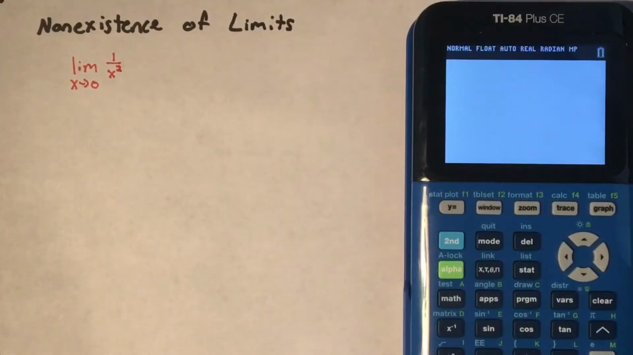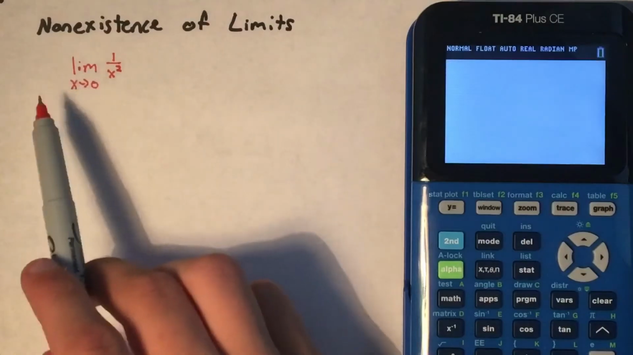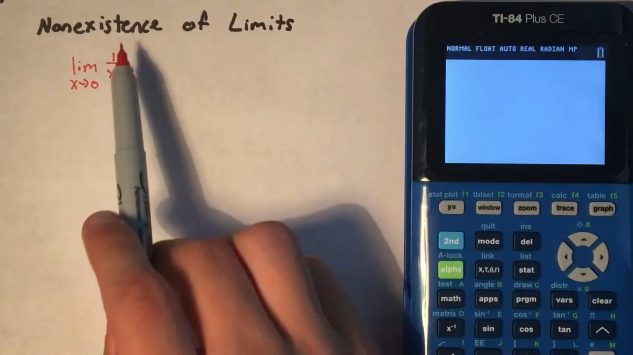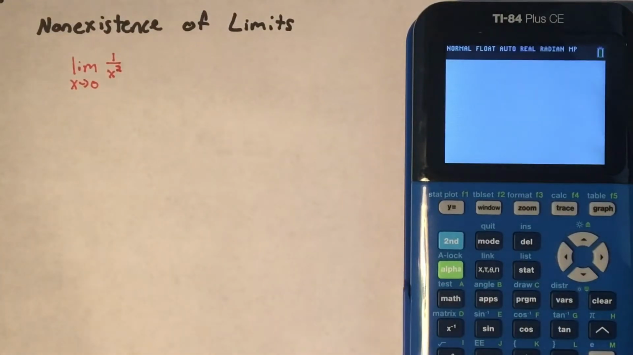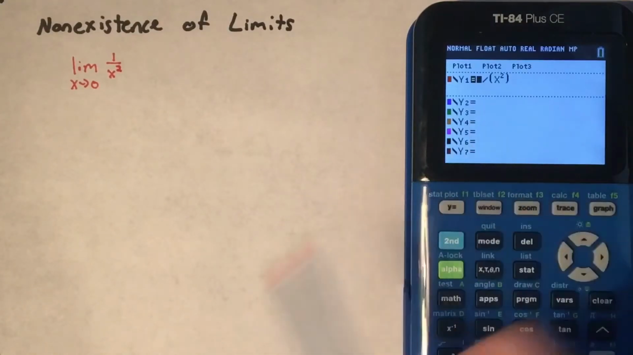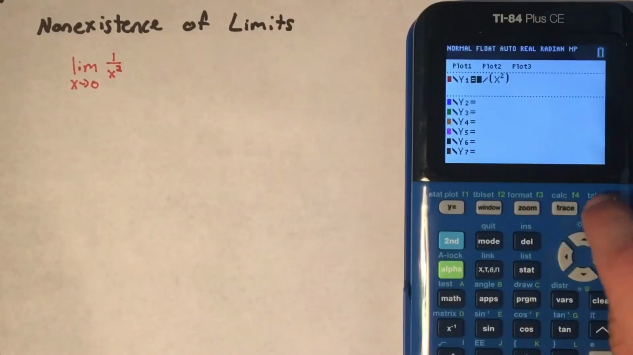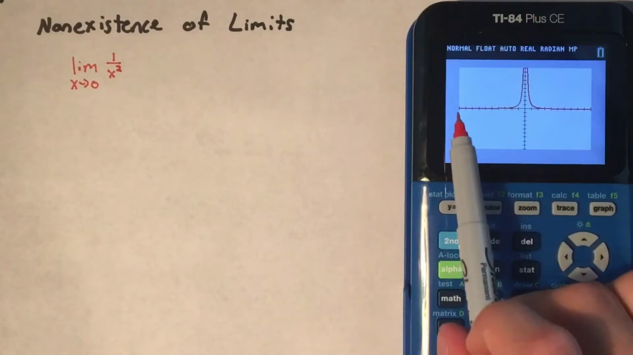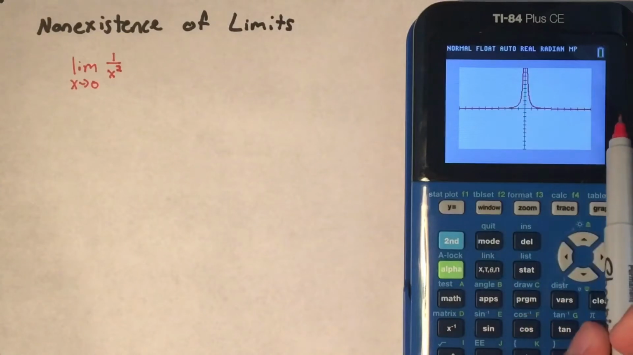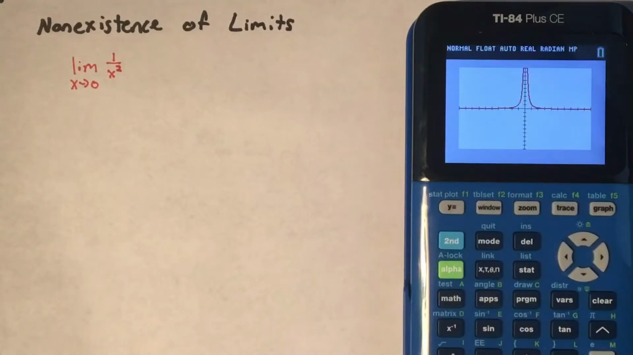Non-existence of limits. We need to find the limit as x approaches 0 of 1 divided by x squared. So the first thing we should do, once again, is come to y equals, plug your equation into the calculator, just like I have here. From here, come to the graph. You should have an equation that looks something like this, a volcano shape, I would say.